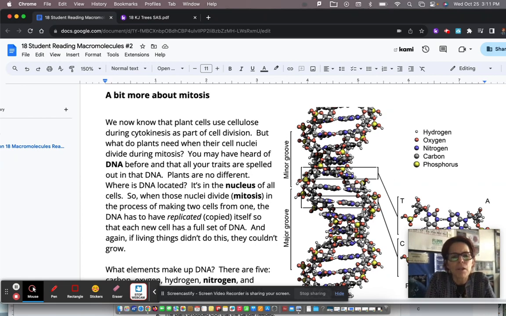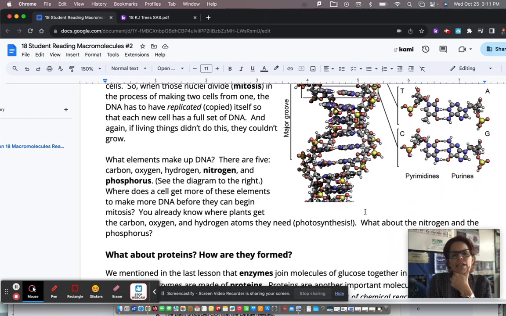Plants are no different. Where is DNA located? Well, it's in the nucleus of all cells. So when those nuclei divide, that's called mitosis. When the cell just pinches in, that's called cytokinesis. But when the nucleus divides, it's got a special name. It's called mitosis. So when the nuclei divide in the process of making two cells from one, the DNA has to have replicated or copied itself so that each new cell has a full set of DNA. And again, if living things didn't do this, they couldn't grow.